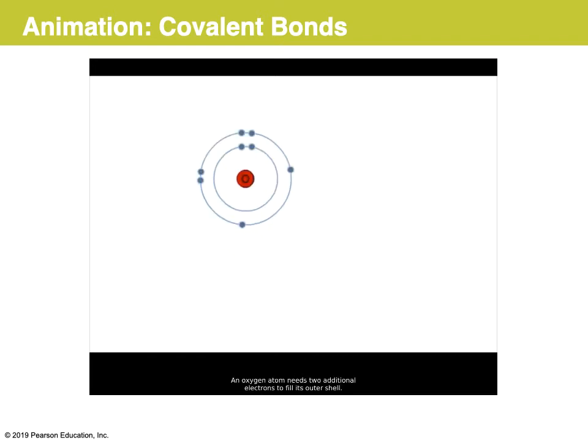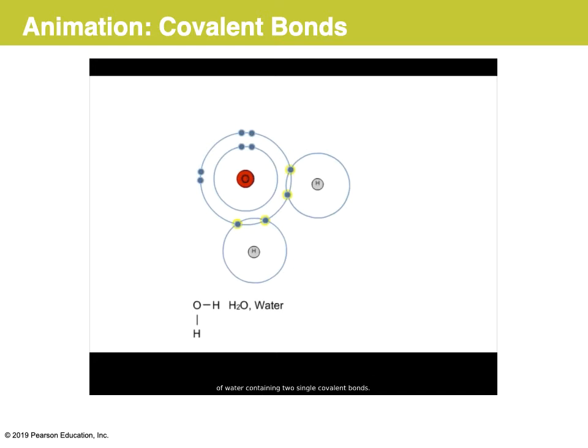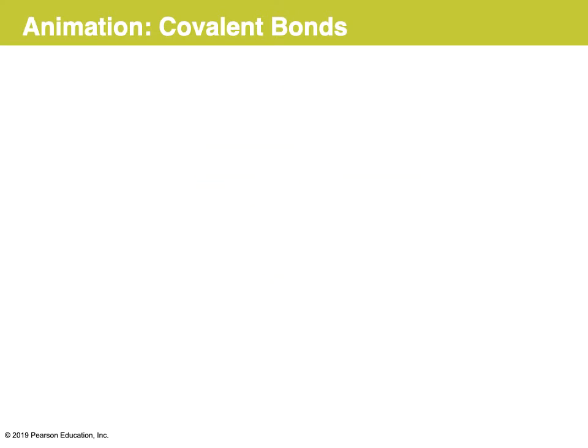An oxygen atom needs 2 additional electrons to fill its outer shell. Thus it can form 2 single covalent bonds. An oxygen atom can share electrons with 2 hydrogen atoms, forming a molecule of water containing 2 single covalent bonds. And we'll talk about why they are oddly arranged in a moment.